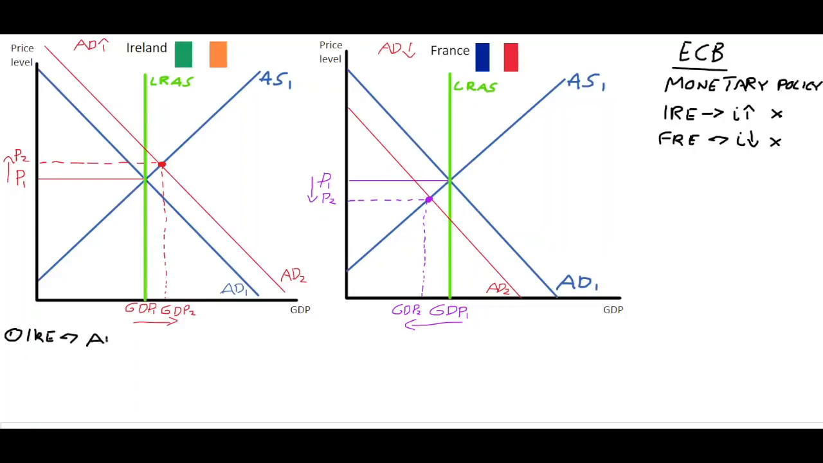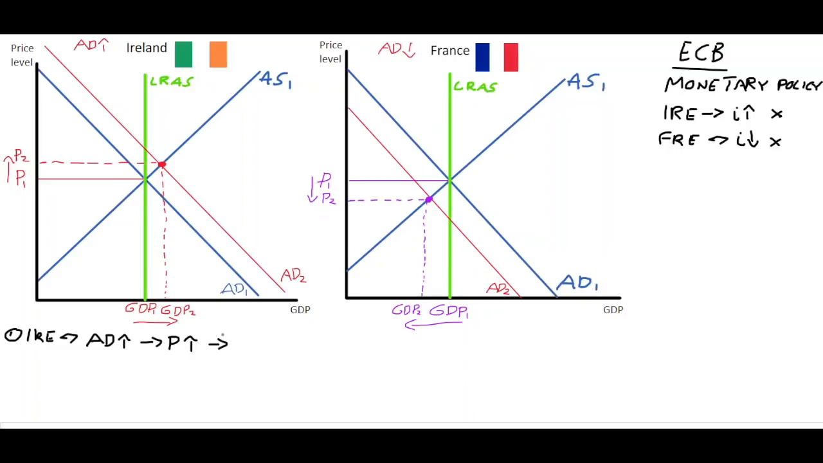So aggregate demand has increased in the Irish case. Because it's increased, it caused the price level to rise. And if the Irish economy were out of this common currency area, if they reverted to their national currency, the automatic adjustment mechanism would be through the exchange rate. So Ireland used to have the pound or the punt as their national currency.